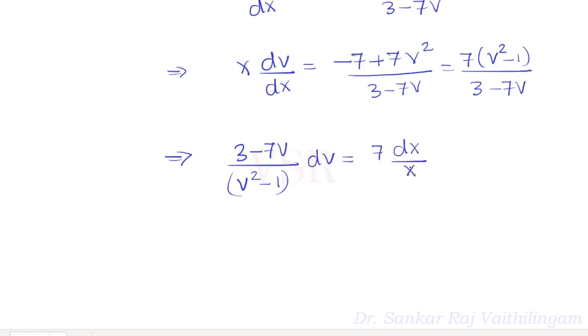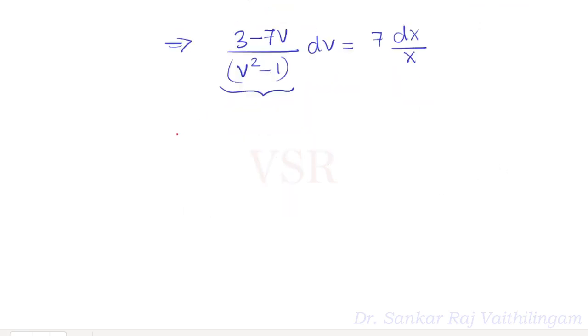Okay, what should we do with this? We have to do partial fractions. The denominator v square minus 1 is v minus 1 times v plus 1. So 3 minus 7v divided by v minus 1 into v plus 1 into dv is equal to 7 dx by x. Now let's do the partial fraction.